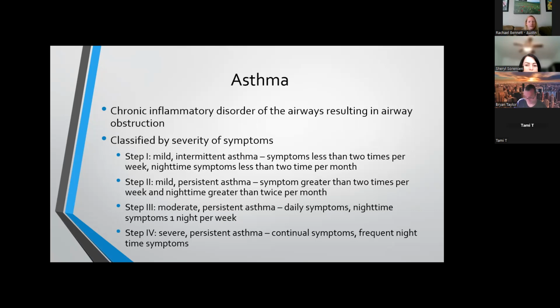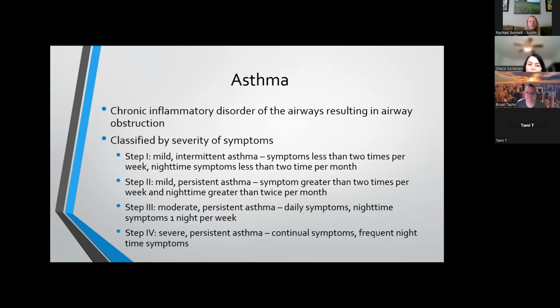The more severe that we get in our classification, the more intense our therapy, or our treatment, is going to get, right? So step two, we have mild persistent asthma. Now our symptoms are greater than 2 times per week. Treatment here is going to be the same as it was for step one. We've got that short-acting beta agonist for symptom control.